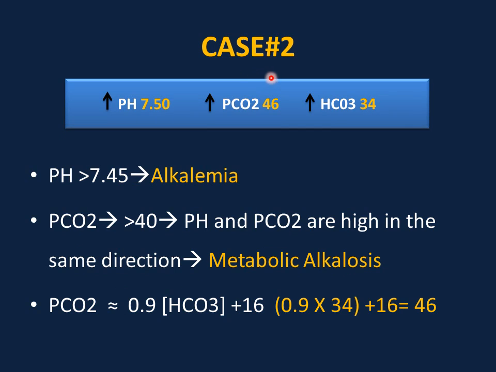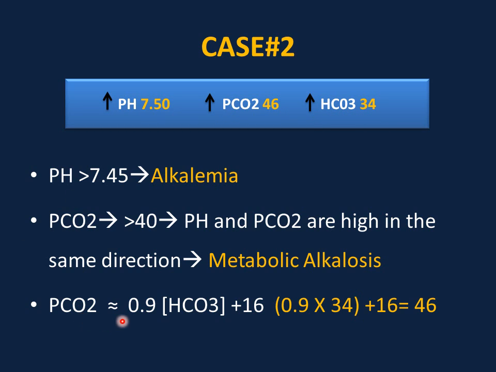Another clinical case scenario. The pH here shows 7.50, the PCO2 is 46 and the bicarb is 34. Step number 1, check the pH. The pH is 7.50, more than 7.45, so this is a case of alkalemia. Next step is to check the PCO2. The PCO2 is more than 40, it's 46, so both of them are elevated in the same direction. This is a case of metabolic alkalosis. You want to know if the respiratory acidosis here is appropriate compensation for this metabolic alkalosis or not.